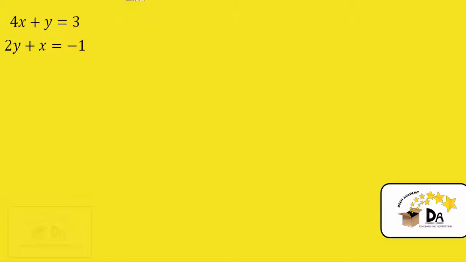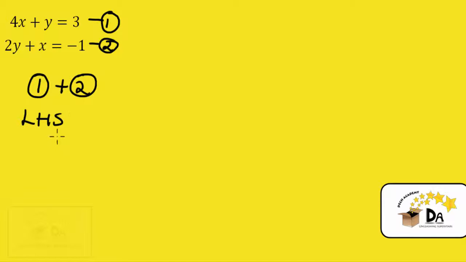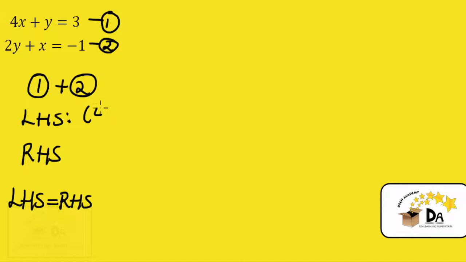Here's another example of an equation and another equation. I want to add equation 1 and 2 together. So the procedure is to carry out the left-hand side problem, then carry out the right-hand side problem separately, and then equate the results. Left-hand side of equation 1 is 4x plus y. Left-hand side of equation 2 is 2y plus x.